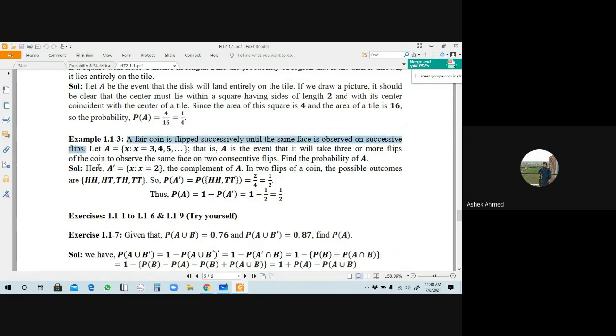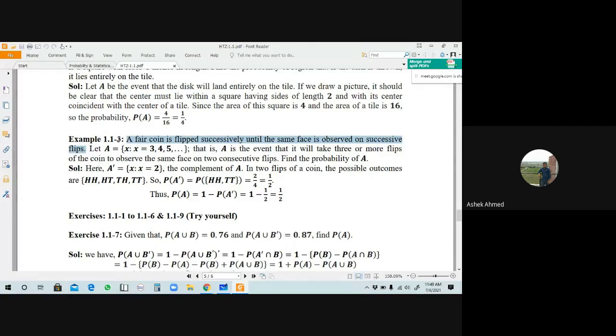Successive means... how many tosses of the coin for which the same face will occur at least twice? Sir, at least two. Thank you.